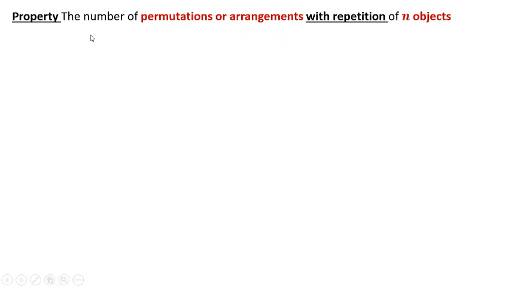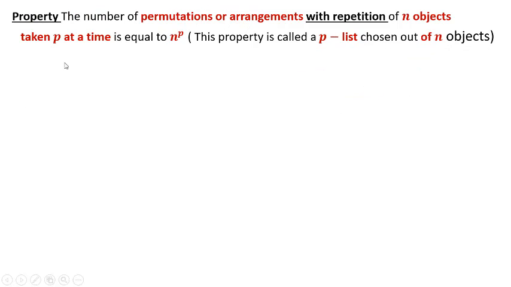Property. The number of permutations or arrangements with repetition of n objects taken p at a time is equal to n power p. This property is called a p-list chosen out of n objects. We will distinguish between this property and the previous property. In this property, take care: repetition of objects is allowed.